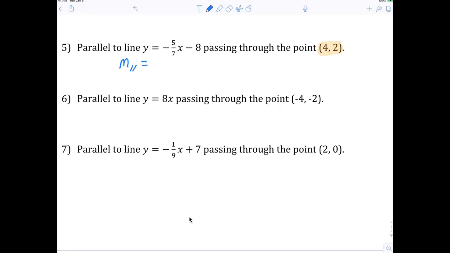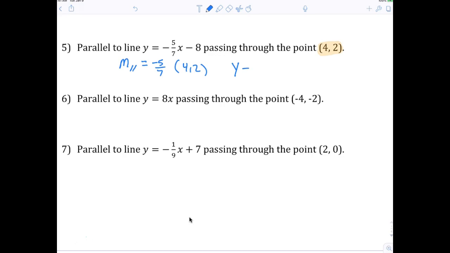Oh, negative 5/7. And it passes through what point? 4, 2. So now someone who's brilliant, which all of us should be, tell me what the answer is. What would be the equation of the line? I'm listening.